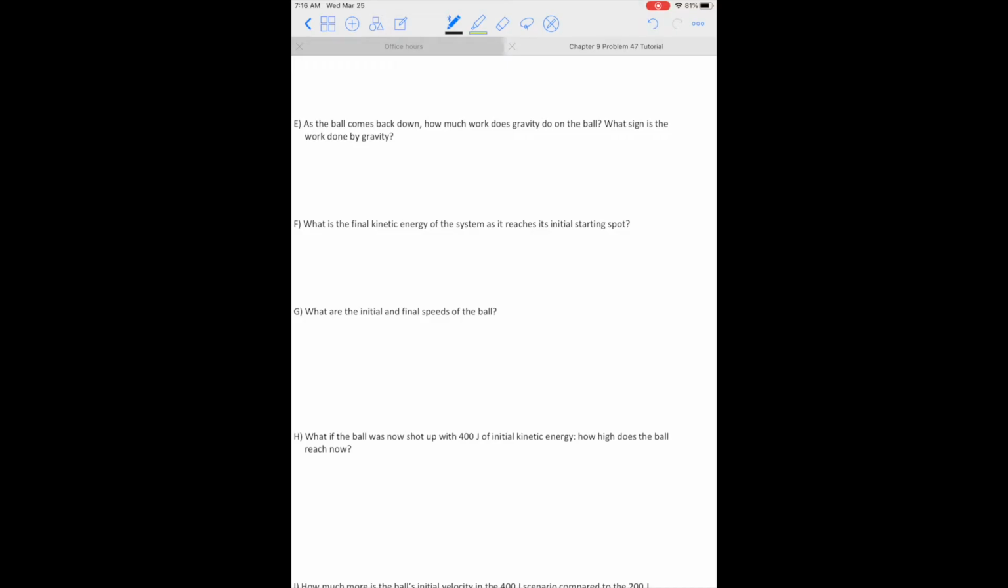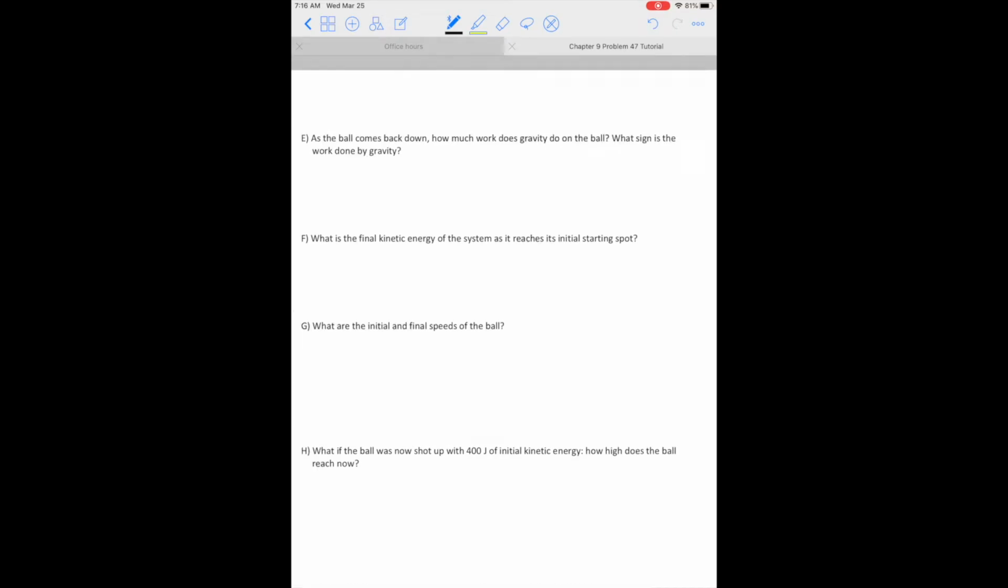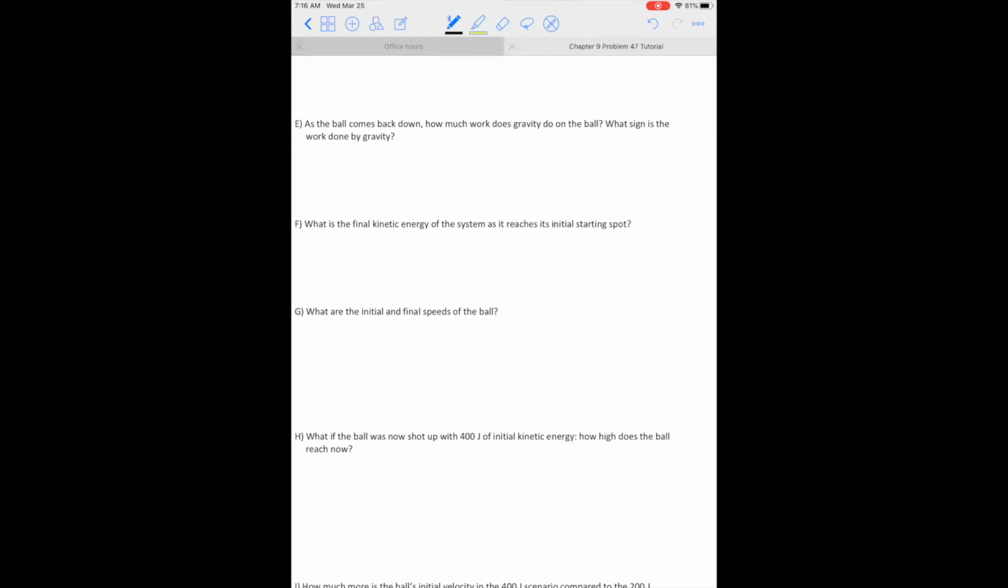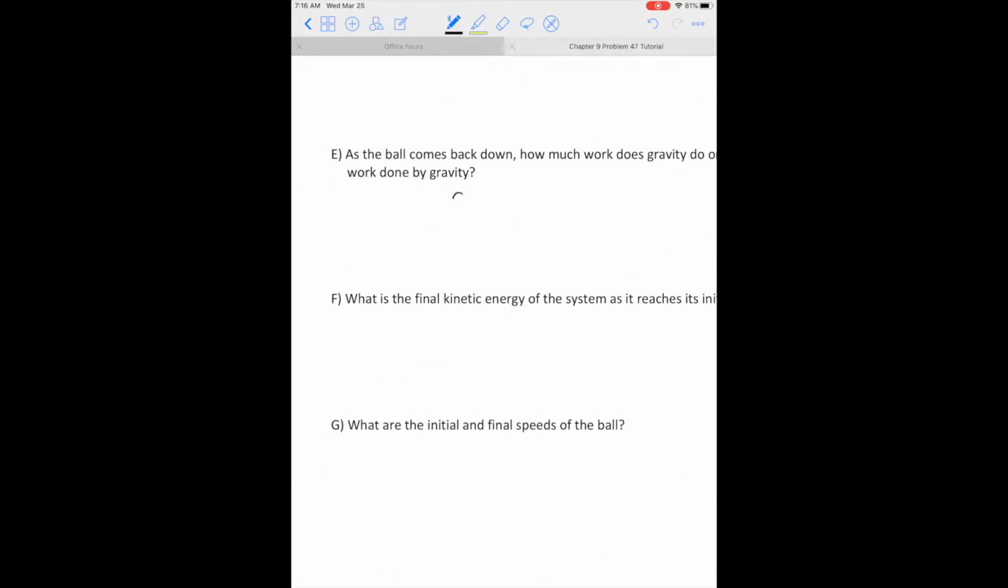E. As the ball comes back down, how much work does gravity do on the ball? What sign is the work done by gravity? Let's answer this second part first. What sign is the work done by gravity? If I'm thinking about the ball coming back down now, delta x that way, and my force of gravity down, the angle between these two vectors is 0.